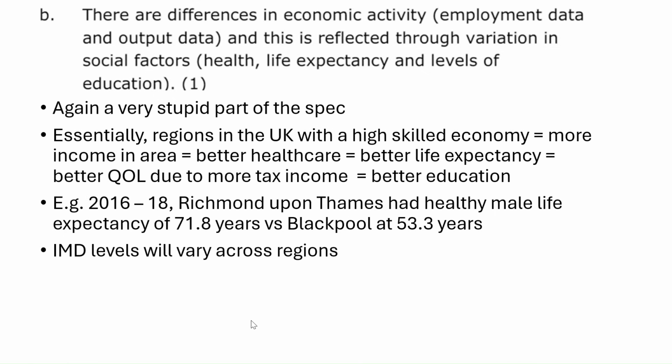And an example of this is Richmond upon Thames. Between 2016 and 18, the healthy male life expectancy was 71.8 years versus Blackpool at 53.3. So if you know anything about these two areas, Richmond is a very rich area within London, and there's a lot of high skilled workers based there. Whereas Blackpool is obviously a deindustrialized area, and hence there's a low skilled economy there, which means, again, different levels of quality of life. So don't dig into this part too much.